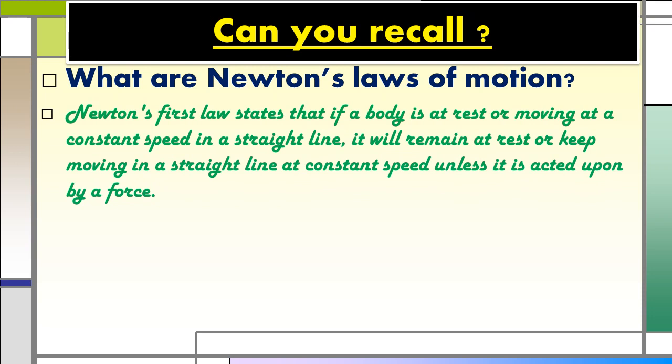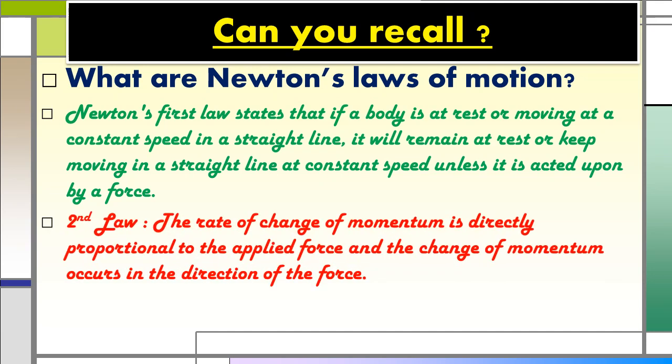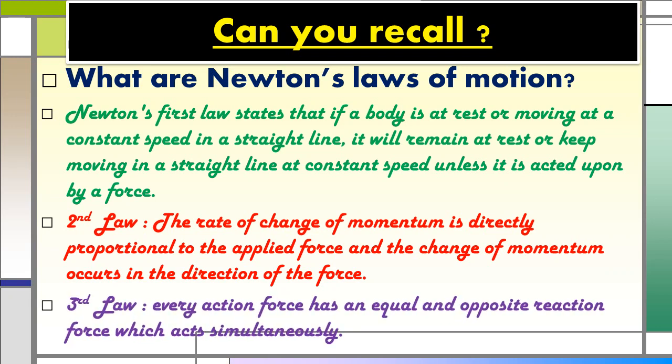Okay, so Newton's first law states that if a body is at rest or moving at a constant speed in a straight line, it will remain at rest or keep moving in a straight line at constant speed unless it is acted upon by a force. And Newton's second law of motion is, the rate of change of momentum is directly proportional to the applied force, and the change of momentum occurs in the direction of the force. And Newton's third law of motion is, every action force has an equal and opposite reaction force which acts simultaneously. So these are the 3 laws. For complete explanation, please go and check out my 9th standard playlist.